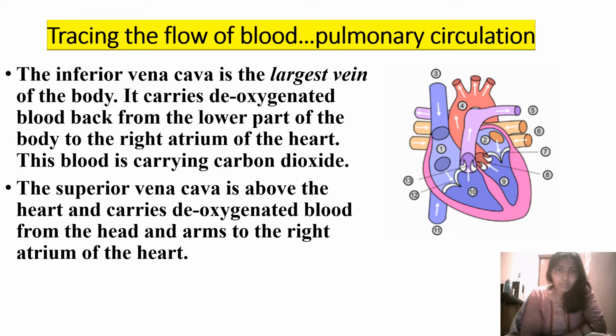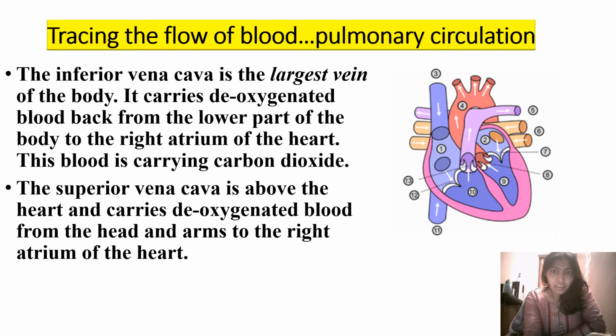So how does pulmonary circulation take place? The inferior vena cava is the largest vein. This is your inferior vena cava. It carries deoxygenated blood back from the lower part of the body to the right atrium of the heart, from this to this. And this blood is carrying carbon dioxide.